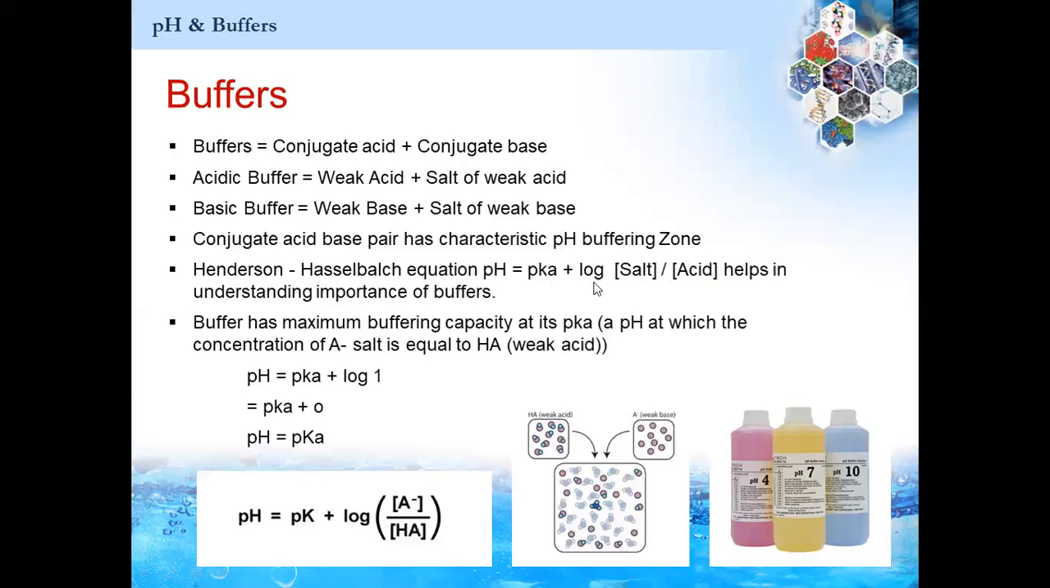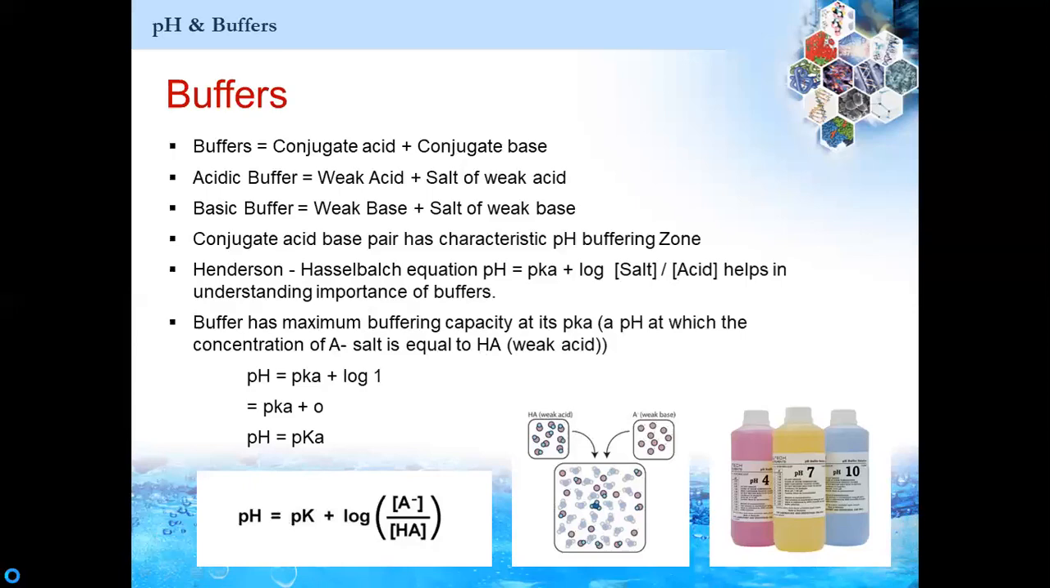So, in order to say that the buffer has a maximum buffering capacity at its pKa value, that is, at a pH at which the concentration of A minus, that is the salt, becomes equal to the concentration of the weak acid, it will show its maximum buffering capacity. So this is our Henderson-Hasselbalch equation: pH is equal to pKa plus log of A minus by HA.